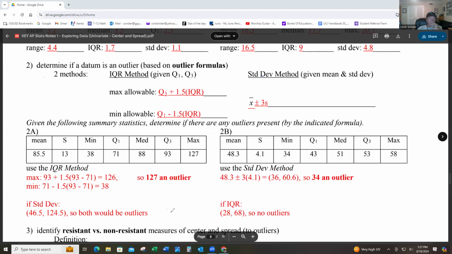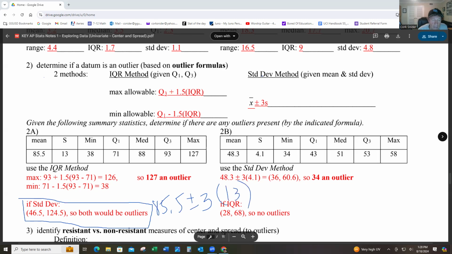So here's the data. Given the following statistics, let's start with the standard deviation method. I have the work already done, but this is how you would do it. You would take 85.5 plus or minus 3 times the standard deviation of 13. And then if you do that, you're going to get this answer.